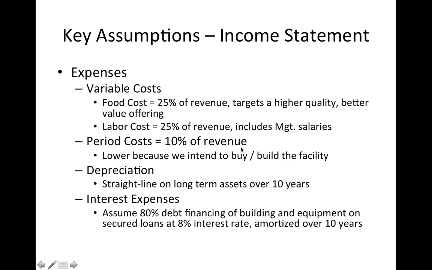Period costs are 10% of revenue. This is a lower number because it's not going to have to include rent. It's really just utilities and those sorts of things, because we're actually buying or building the facility.